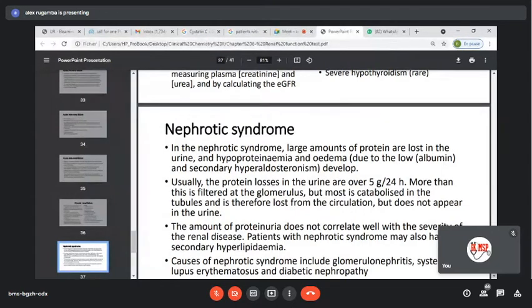Now, nephrotic syndrome. It means that a large amount of protein is lost in urine: proteinuria, and edema due to low albumin, and secondary hyperaldosteronism develops. If a high quantity of protein passes through the glomerulus and is eliminated in the urine, then there is low protein in the blood, which means low albumin, and albumin is what keeps fluid in the vessels, so the edema appears.